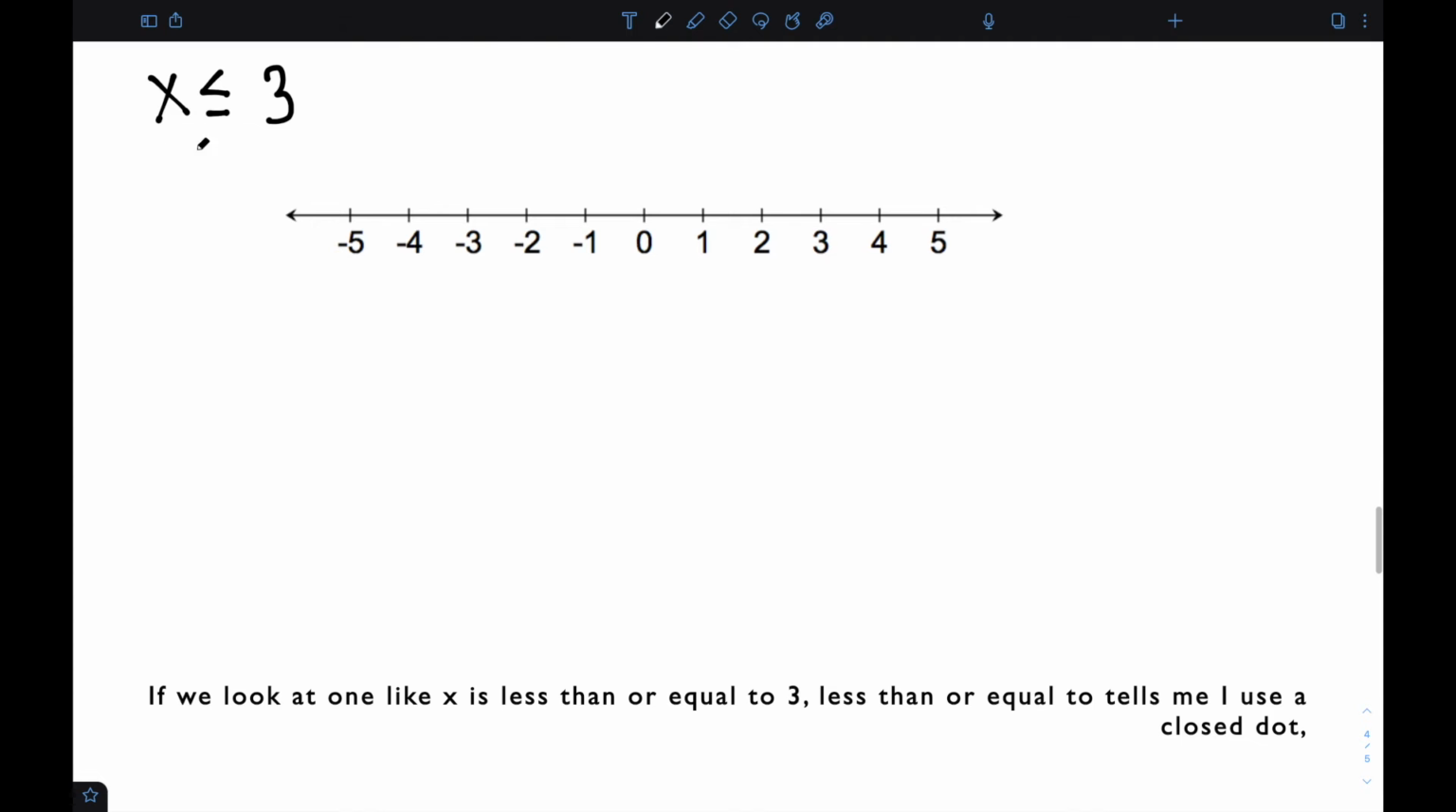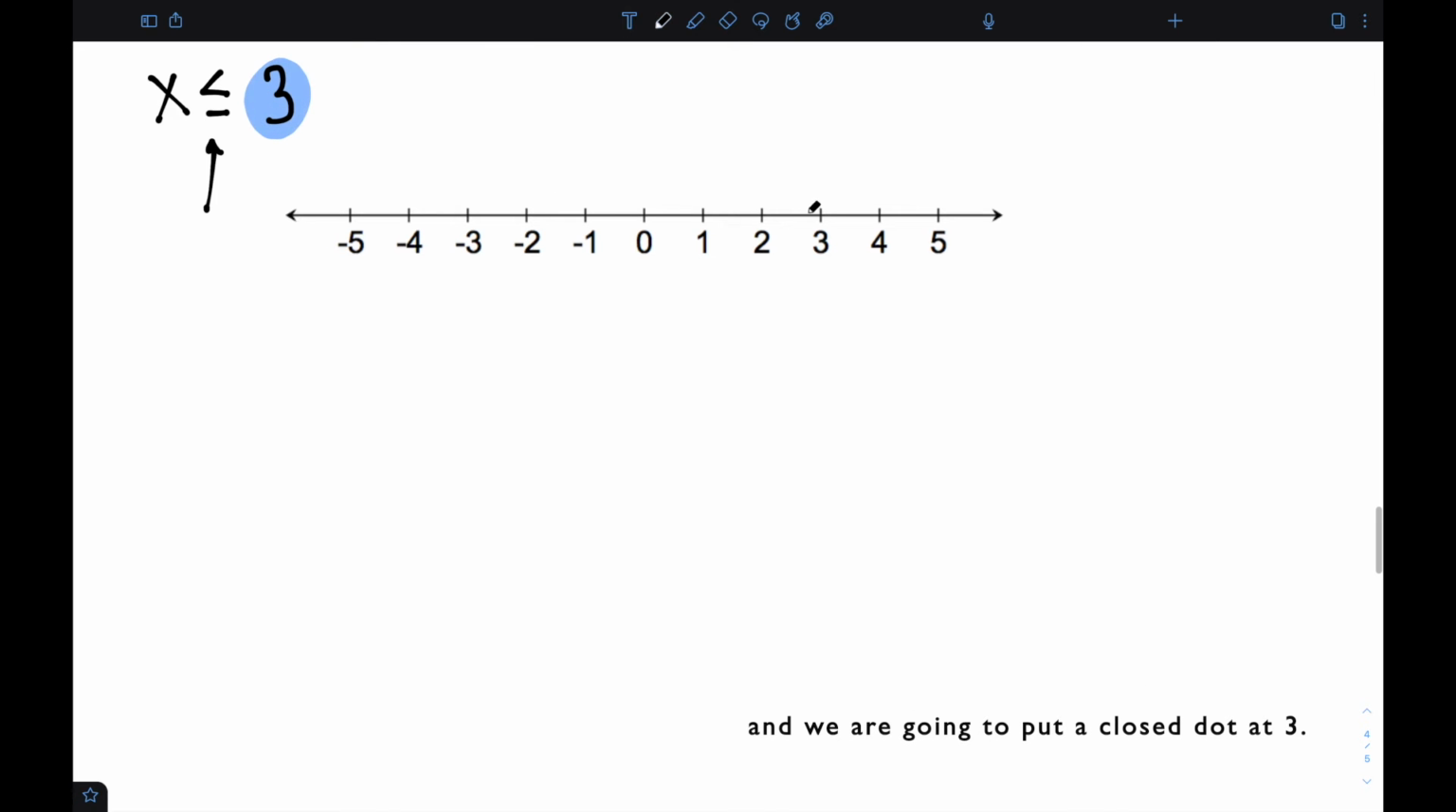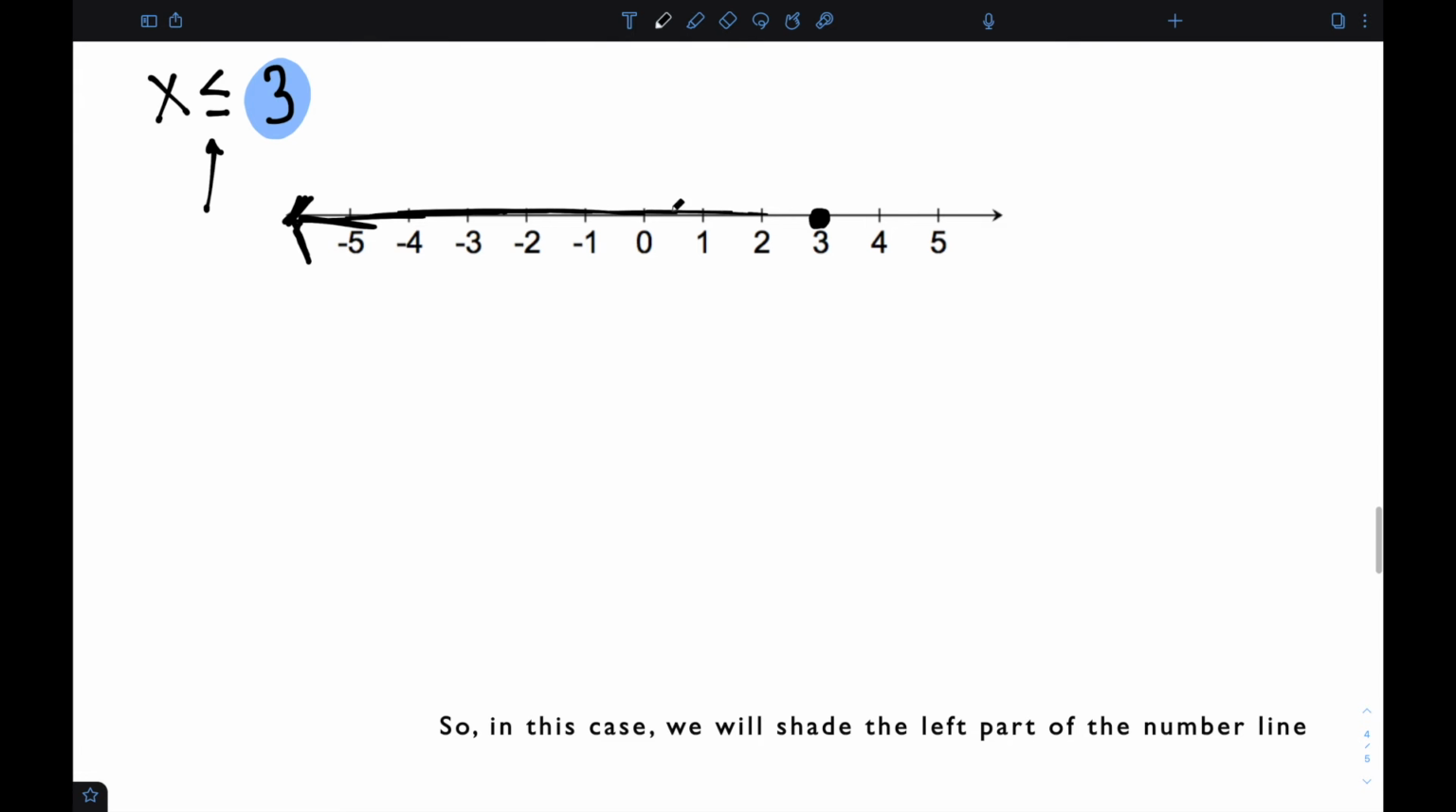If we look at one like x is less than or equal to 3, less than or equal to tells me I use a closed dot. We're going to put a closed dot at 3. We want x to be smaller than 3, so we want the numbers that are smaller. So in this case, we'll shade the left part of the number line to get our graph.